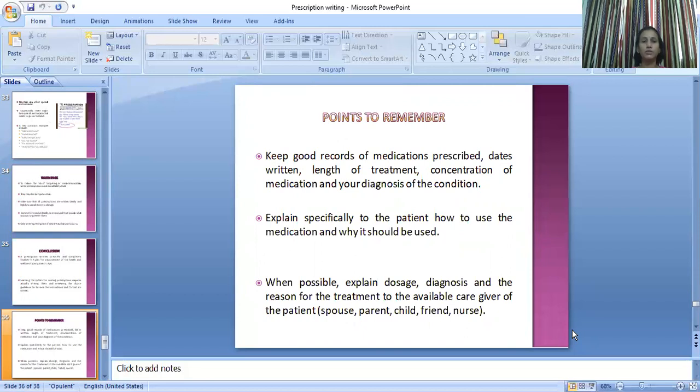Explain specifically to the patient how to use the medication and why it should be used. When possible, explain the dosage, diagnosis, and the reason for the treatment to the caregiver of the patient. It may be his husband, parent, child, nurse, etc.